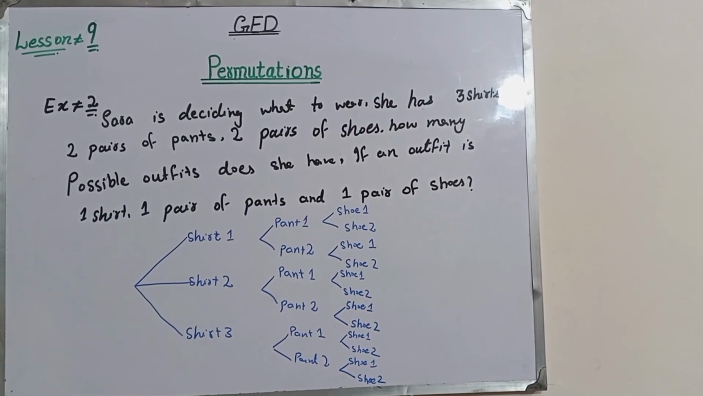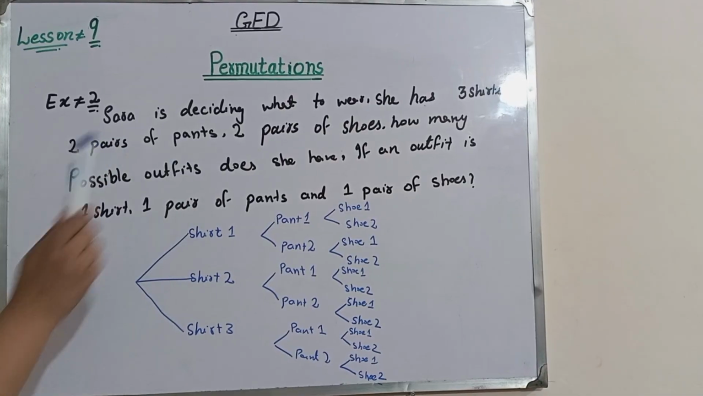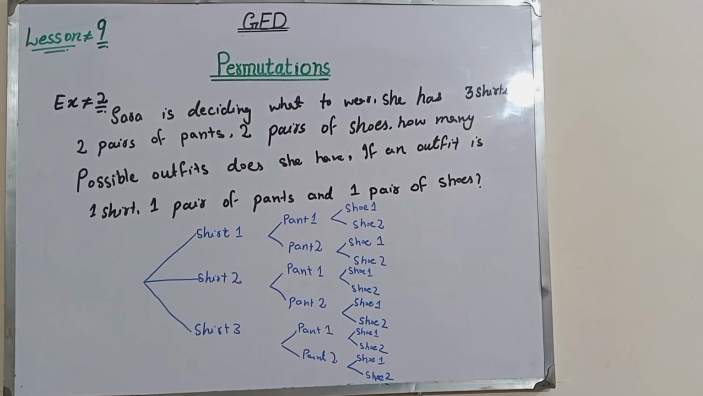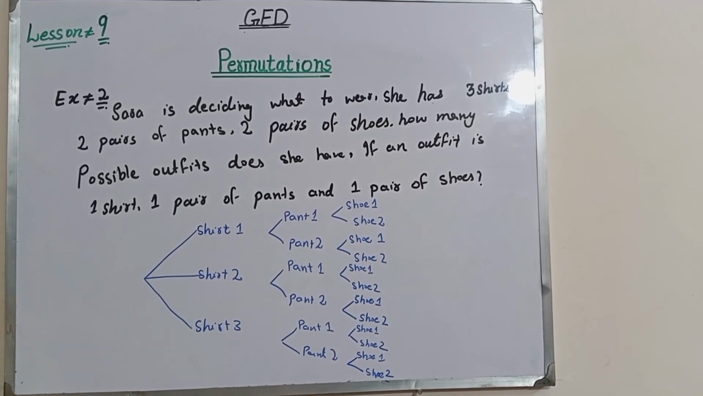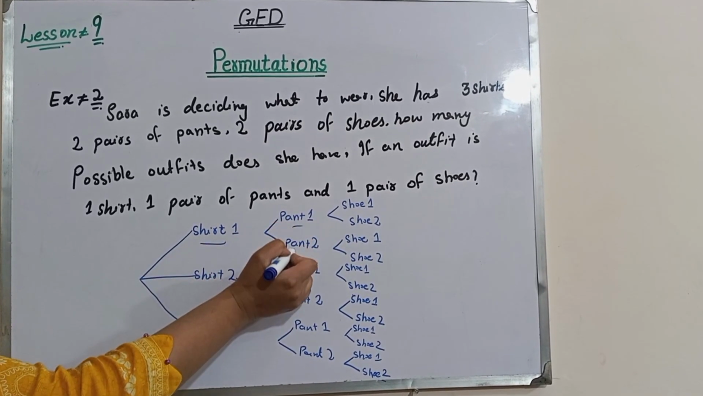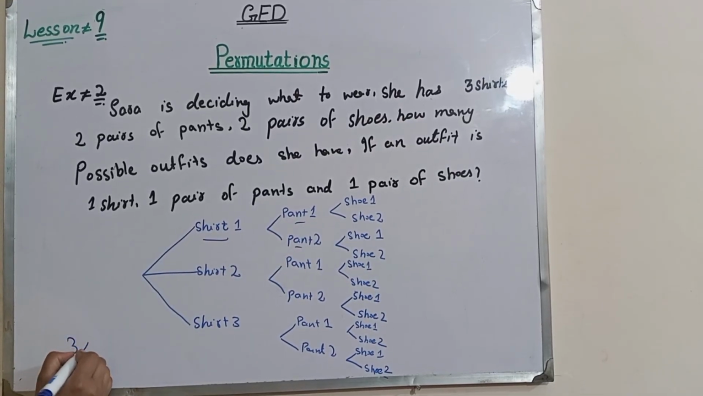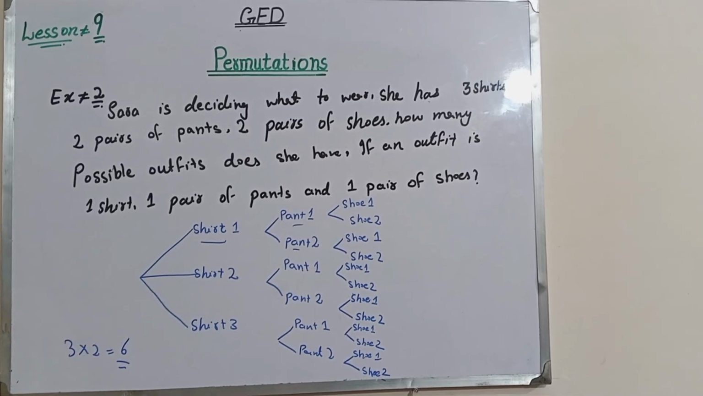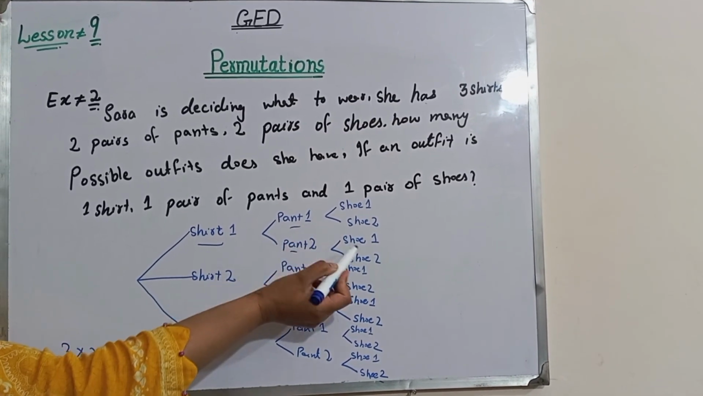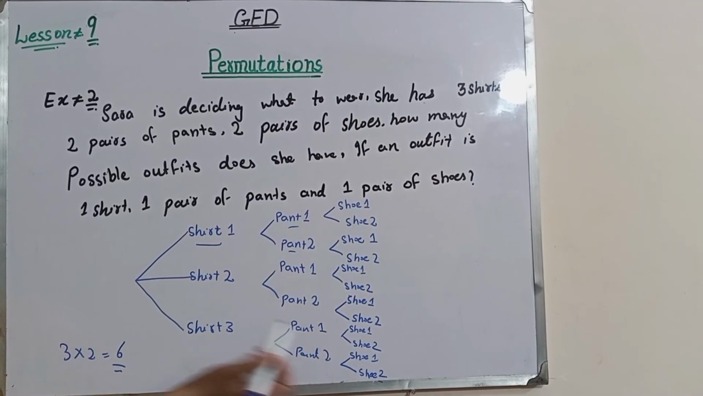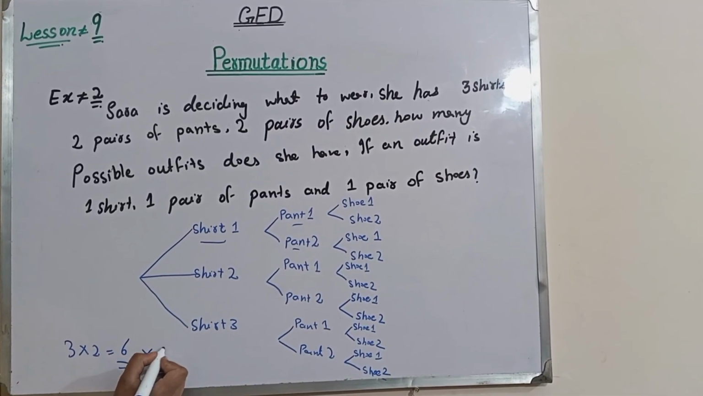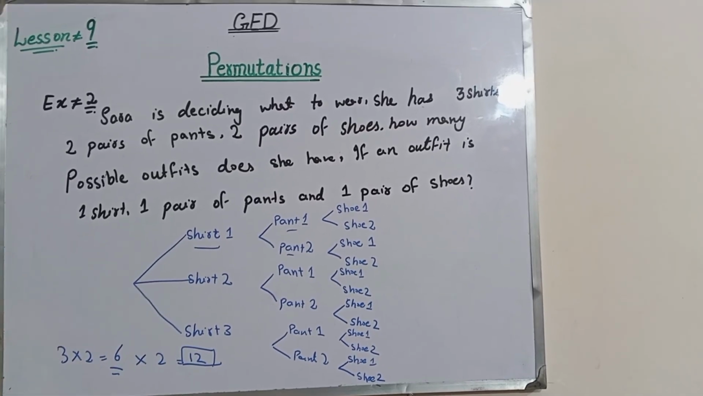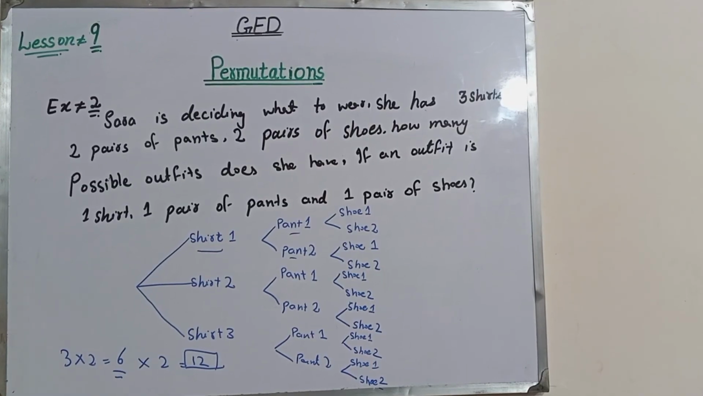Example number 2: Sarah is deciding what to wear. She has 3 shirts, 2 pairs of pants, 2 pairs of shoes. How many possible outfits does she have, if an outfit is 1 shirt, 1 pair of pants, and 1 pair of shoes? If we decide on 1 shirt with pant 1 or 2, there are 3 shirts with 2 pants, so it will be 6 outfits. But if we also make pairs with shoes 1 or 2, we also multiply with 2. So it will be a total of 12 outfits.